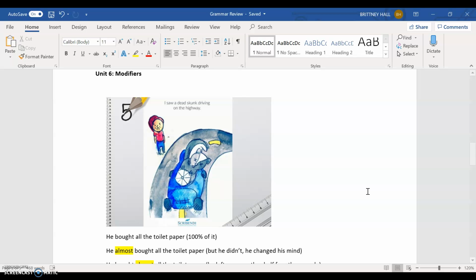So here's an example. I saw a dead skunk driving on the highway. Now obviously, we could assume that the person who wrote this sentence meant that they, the human, were driving on the highway and they saw a dead skunk on the side of the road. However, because of where these words are in the sentence, it could be interpreted as the dead skunk is driving on the highway and the person is not driving.